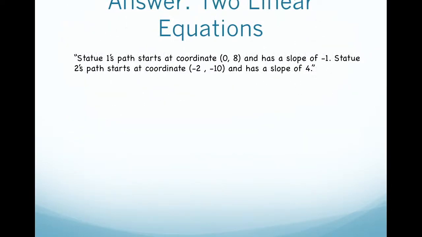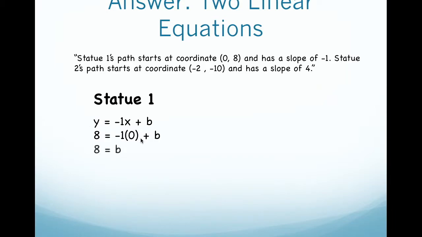So here's what the question tells us about their path. Statue 1 starts at this coordinate and has a slope of -1, and statue 2 starts at coordinate -2, -10 and has a slope of 4. If we know that the slope for statue 1 is -1, we plug in the coordinate x, y to solve for b. So the rule for statue 1 is y equals -x plus b.